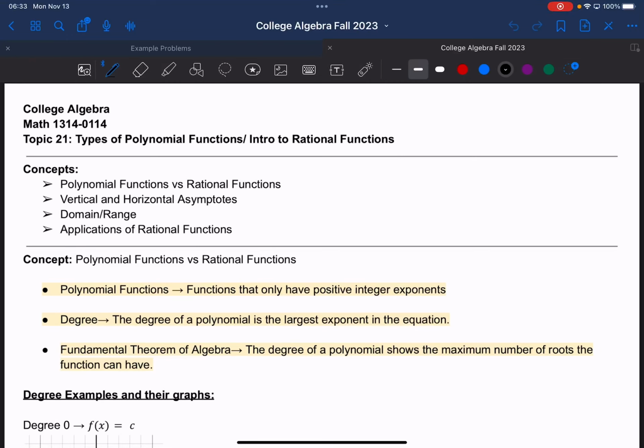So topic 21 is going over the types of polynomial functions, and it's going to give us an introduction to rational functions. So the concepts we're going to go over are what is a polynomial function versus a rational function, how to find the vertical and horizontal asymptotes on a graph and in a function, how to find the domain and range of these functions, and then we're going to look at some applications of rational functions.